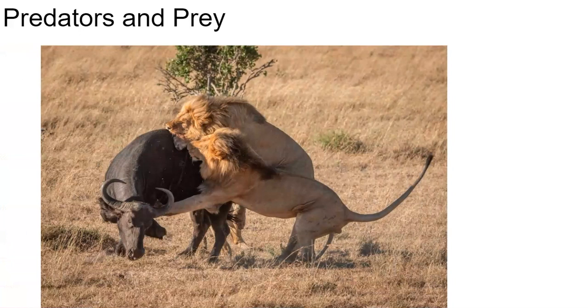Okay, so we have predators and prey. Very easy, I'm sure you do know, but for anyone who doesn't, the predator is the meat eater, in this case the lion, and the prey is that which is preyed upon, that which is unfortunate enough to be the meal of the predator, and in this case it's the buffalo.